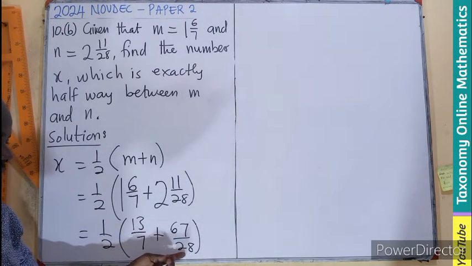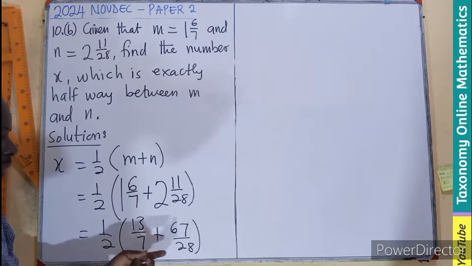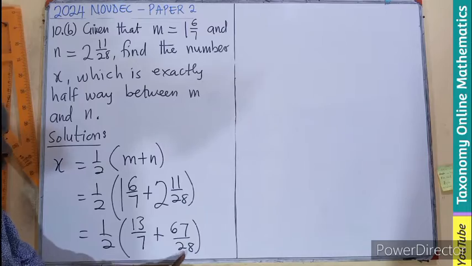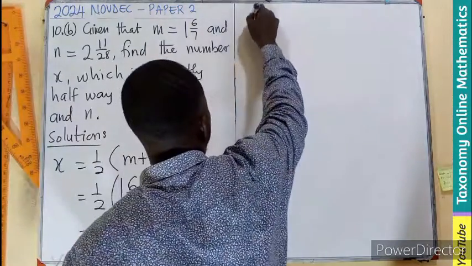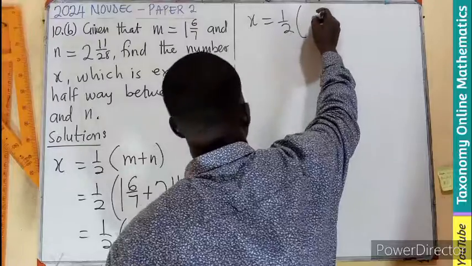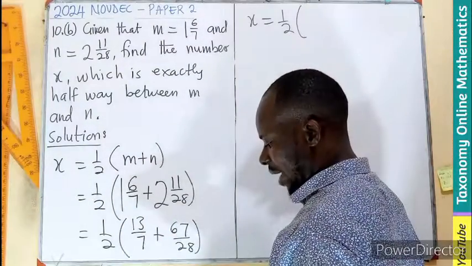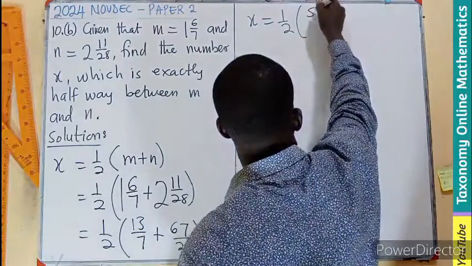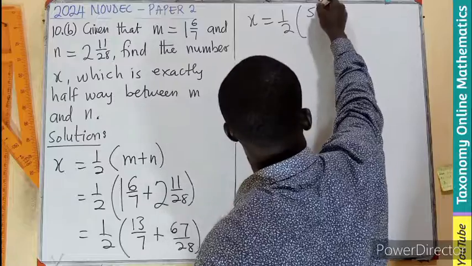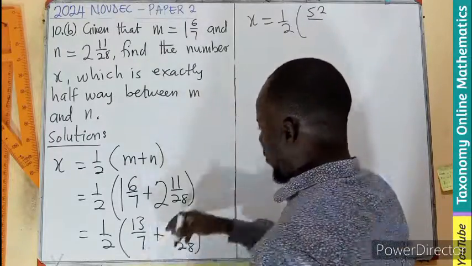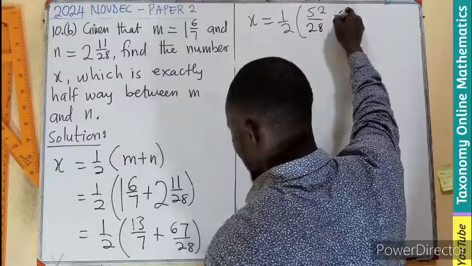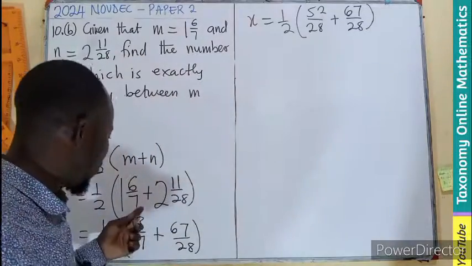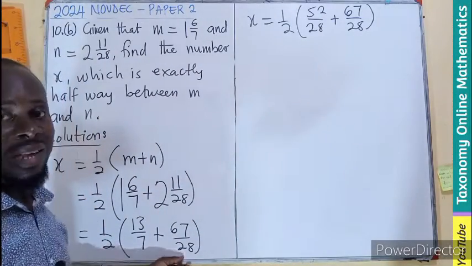Alright, so now we need to make the denominators the same. So here, 7 is a factor of 28; that is by 4. So I'll only have my x equals to 1 on 2. If I multiply 13 by 4, I still have 52 divided by 4 times this 7, which will be 28, plus 67 on 28. I am only making the first fraction have the same denominator as the second one.